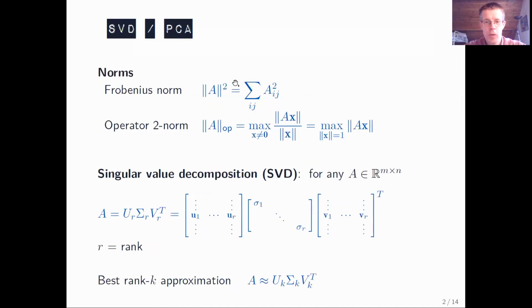So first of all, we'll introduce some well-known norms. The Frobenius norm in the first place, which is defined for a vector or a matrix, and also the matrix operator 2 norm, which is defined as the maximum output-input ratio.